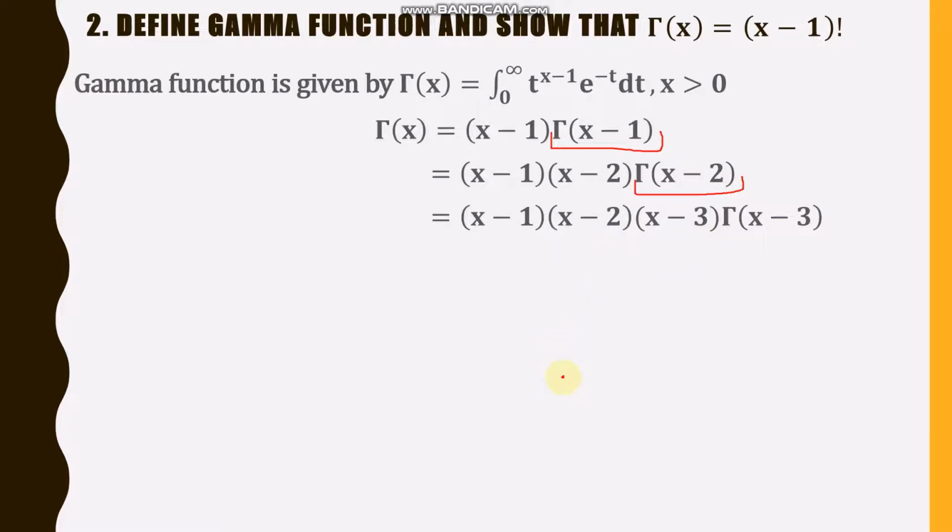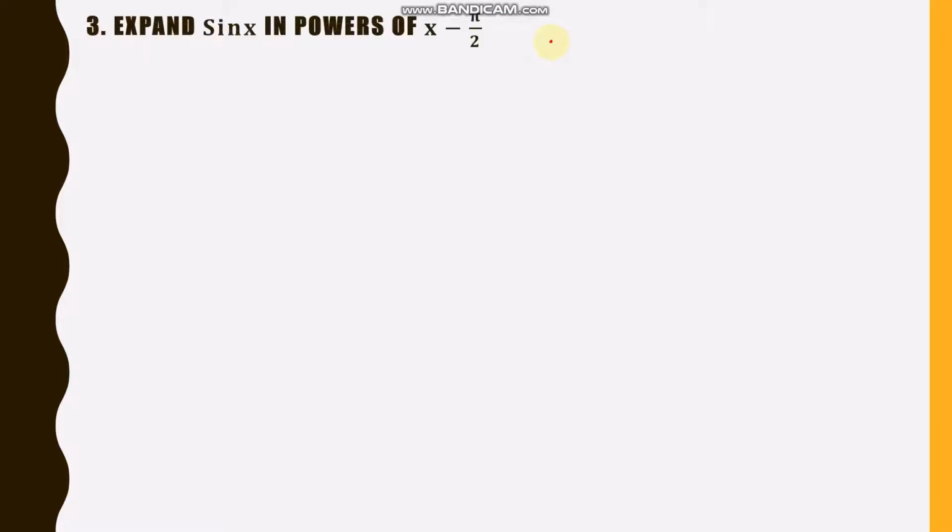We'll keep on decreasing one integer, and in the end, what we will get? We'll get x minus 1, x minus 2, x minus 3, and so on to 3 into 2 into 1. And what is this value? This is x minus 1 factorial. And hence we have proved that gamma of x is equal to x minus 1 factorial. This completes question 2. Let's come to question number 3.